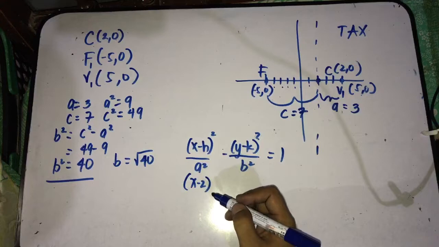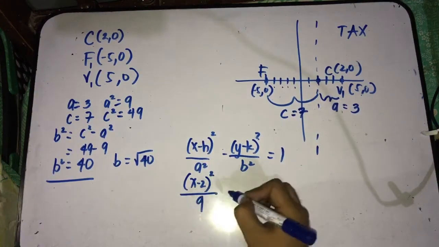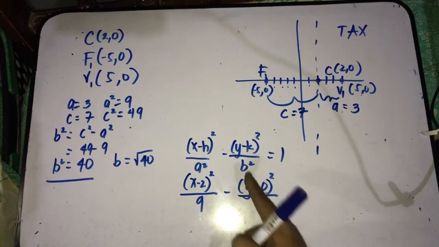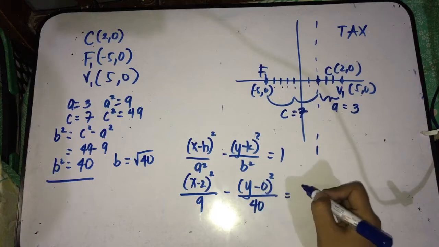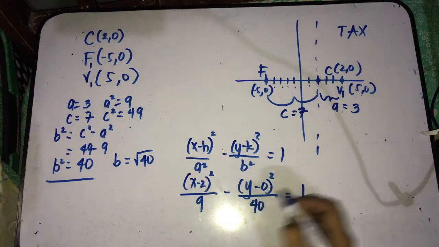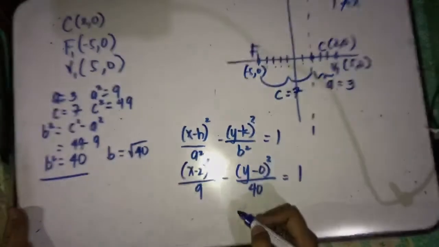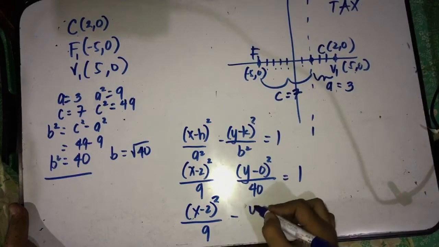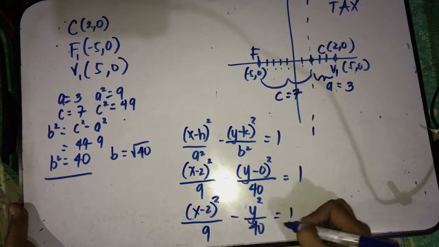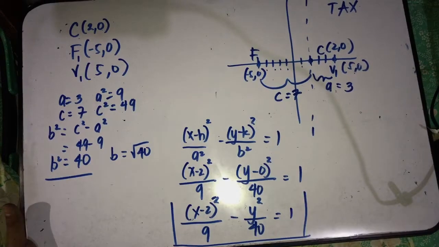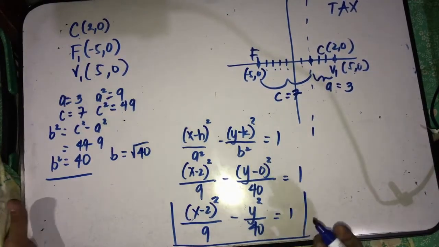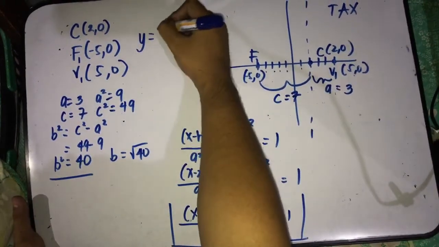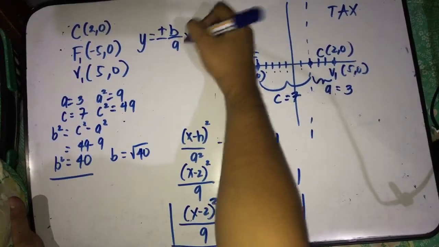Center: x minus 2 quantity squared over 9 minus y minus k, which is 0, quantity squared over b squared, which is 40, is equal to 1. Simplifying, we'll have x minus 2 quantity squared over 9 minus y squared over 40 is equal to 1. And this is now the equation of the hyperbola with center at 2, 0, one endpoint of the foci at negative 5, 0, and one endpoint of the vertices at 5, 0.